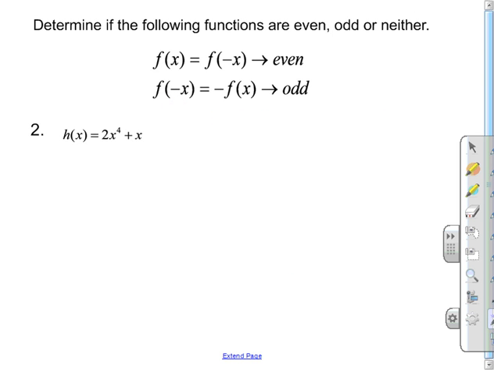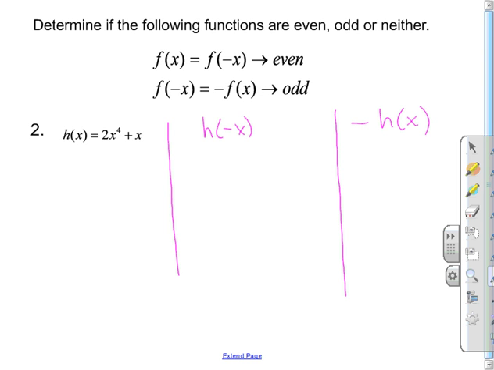Moving on to another example. Here we're given h at x equals 2x to the fourth plus x. Well, let me set up my organizer again, where I'm given h at x. I'll compute h at negative x, and I'll also compute the opposite of h of x.